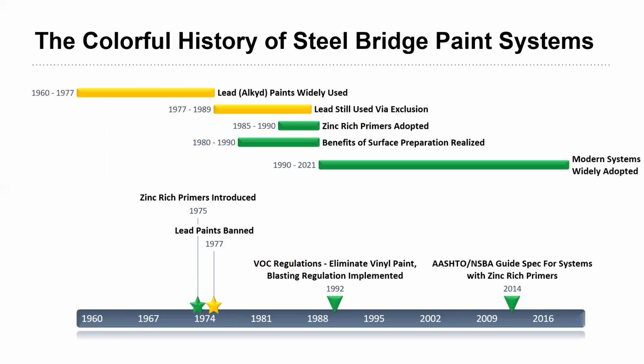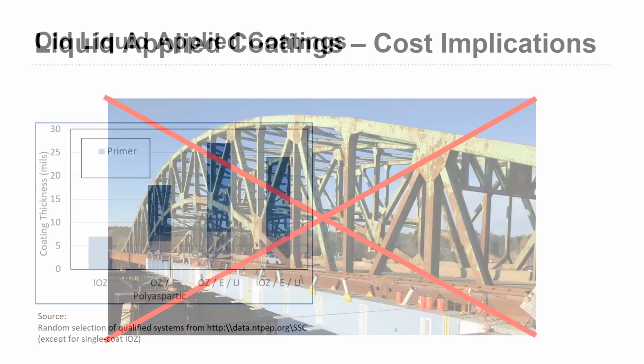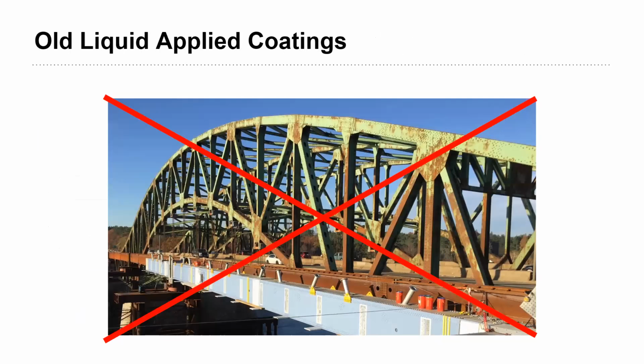This is the timeline of some of the new advances in paint systems. And as you can see, pre-1970, lead systems were very common. Well, zinc-rich primers were introduced in the mid-70s. And almost more importantly, from 1980 to 1990, we started to recognize the benefits of surface preparation. And since then, since about 1990, is when we've started to recognize our modern paint systems. And so I want you to get out of your head this when you think of paint systems, and think more about the newer systems that I showed in the previous slides.